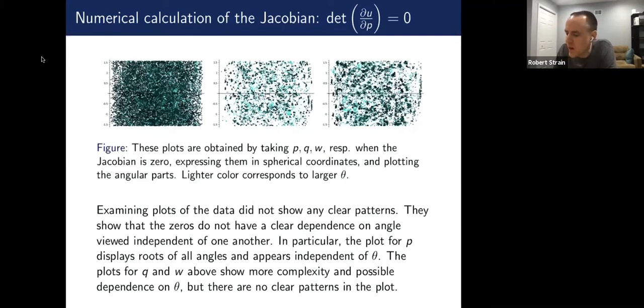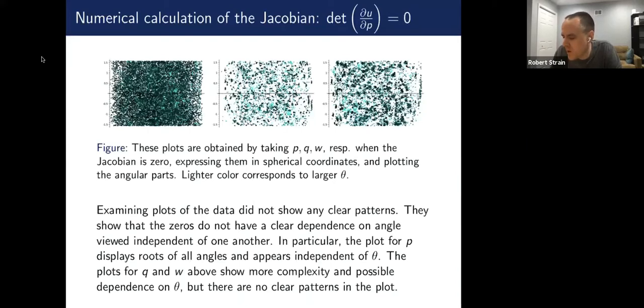This is a plot obtained by taking PQ omega is W, and when the Jacobian is 0, expressing them in spherical coordinates and plotting the angular parts, with lighter color corresponding to larger theta. And we basically found no structure to the location of the zeros. The location of the zeros appeared to be everywhere. So this was bad news. We were hoping that this wasn't true, but we found that it was true.